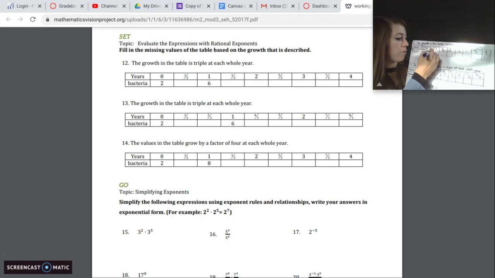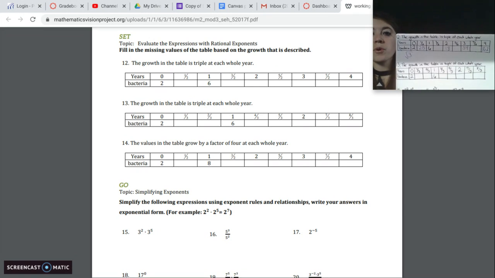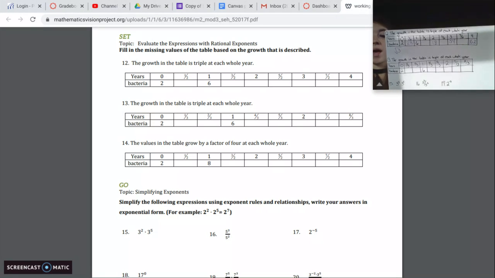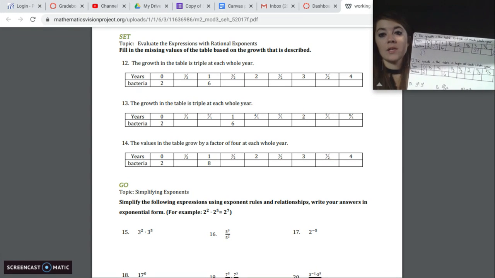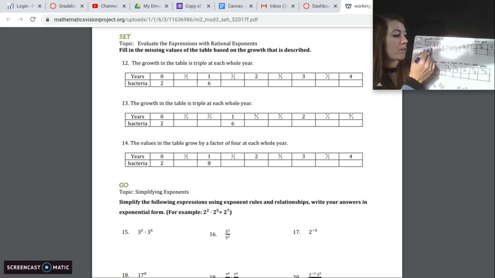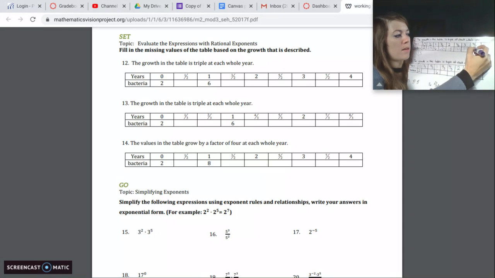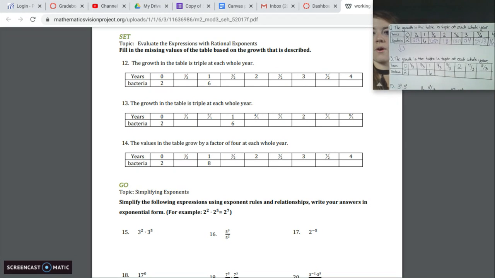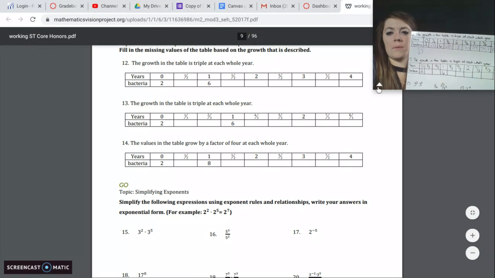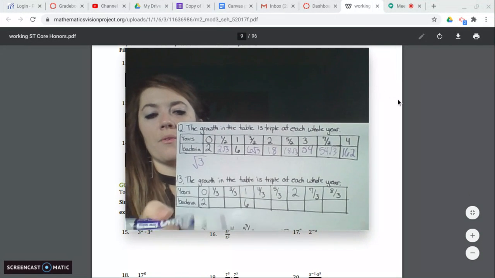So 2 root 3. So root 3 is actually what we're going up by in half intervals, is we're multiplying by the square root of 3. And if we multiply 2 root 3 times root 3, we would get 6. So then for the next one, it's 6 times root 3. Then it's 18 times root 3. Then it's 54 root 3. So those are our values. Sorry, I totally forgot to make this bigger. There you go. So those are our values.